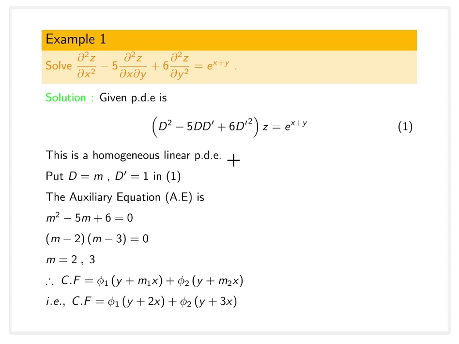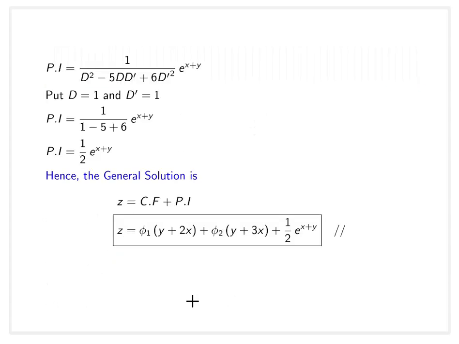Since the given equation is a homogeneous linear partial differential equation, replace D is equal to m and D dash is equal to 1. So we can get the auxiliary equation. Since it is a quadratic equation, we can factorize it. We get m minus 2, m minus 3. Therefore the roots are 2 and 3. So replace m1 is 2 and m2 is 3. We get the complementary function.